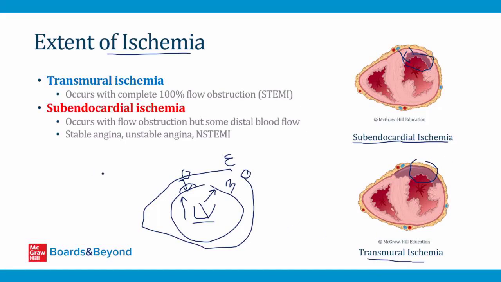So if you understand that, then you can understand what I'm about to tell you now, which is that transmural ischemia requires more ischemia, and therefore it usually occurs when there's complete 100% flow obstruction, meaning a STEMI. On the other hand, subendocardial ischemia develops when there are milder degrees of ischemia. So this usually occurs when there's flow obstruction, but some distal blood flow, meaning some oxygen is getting through so that only the subendocardial layer is becoming ischemic. And this is what happens in stable angina, unstable angina, and NSTEMI. These are all situations where you usually see subendocardial ischemia.